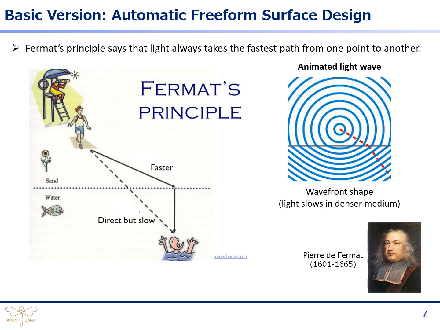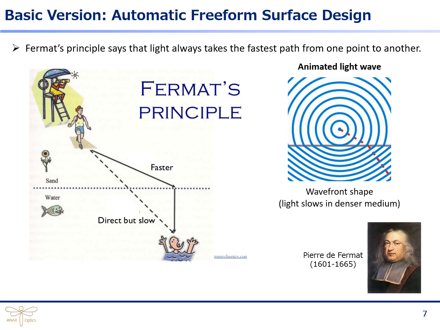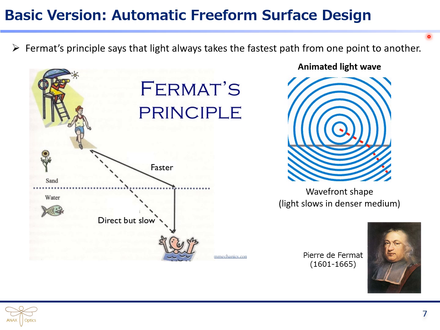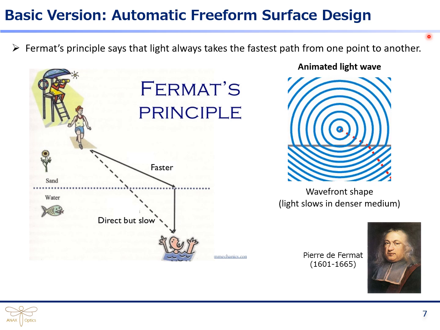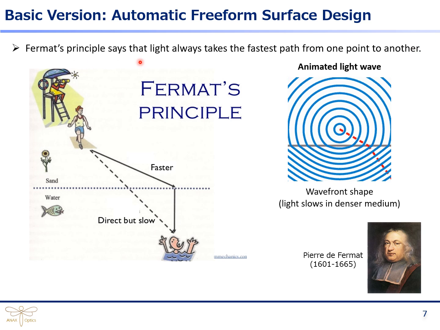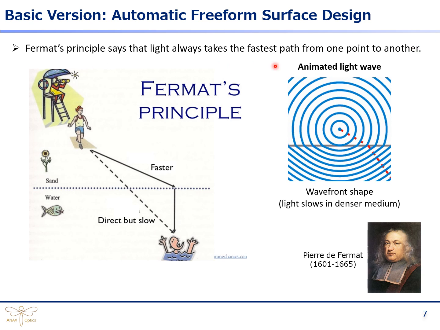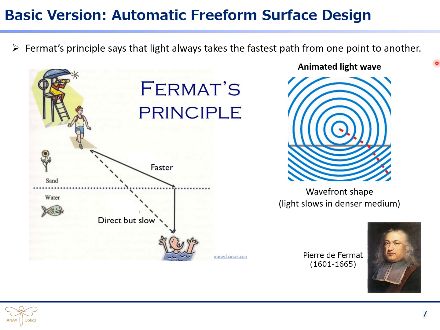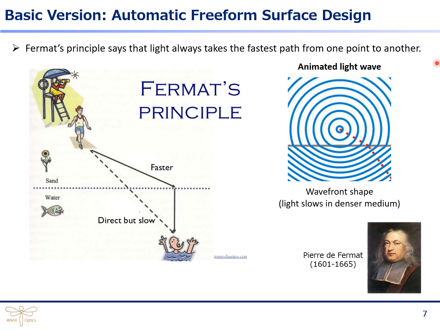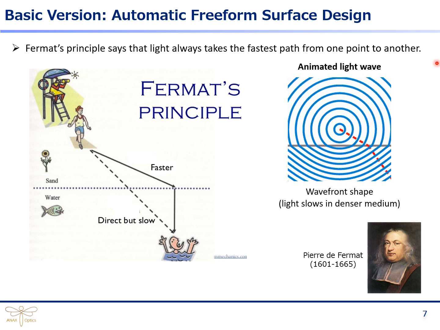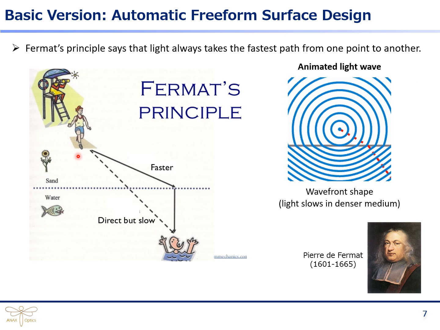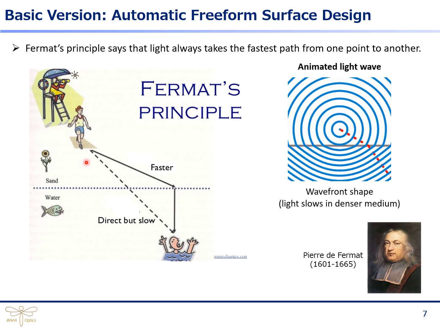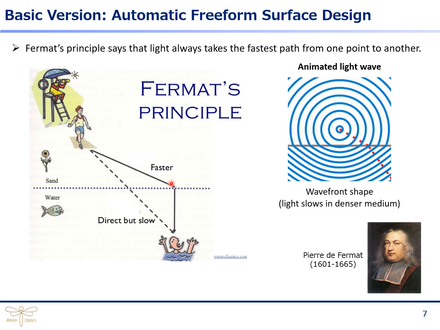The basic version of Hyperion features an automatic freeform surface design algorithm. This algorithm is simply using Fermat's principle, which says that light always takes the fastest path from one point to another. This is something that most people who have studied basic physics at high school will remember. Starting from a point A going to a point B, light will travel in the fastest path when taking into account the different speed of propagation through the different media.